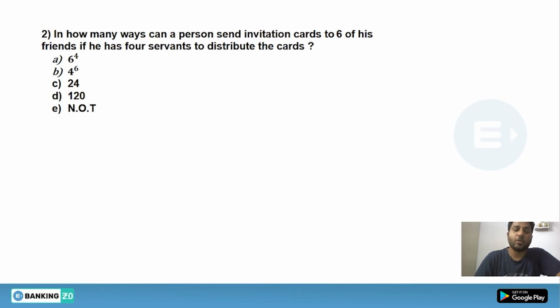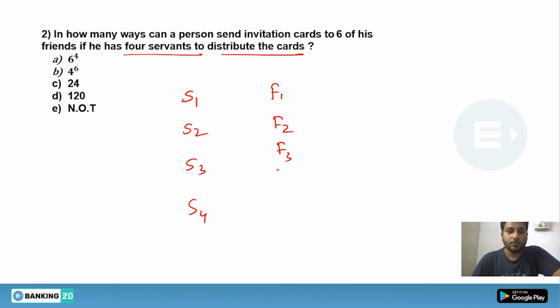Alright, let's go ahead. In how many ways can a person send invitation cards to 6 of his friends if he has 4 servants to distribute the cards? Now how can you solve this? As you know that you have 4 servants: servant 1, servant 2, servant 3, servant 4, while you have 6 friends as well. Okay, what you can do, you will see that you are sending your servants to your friends.